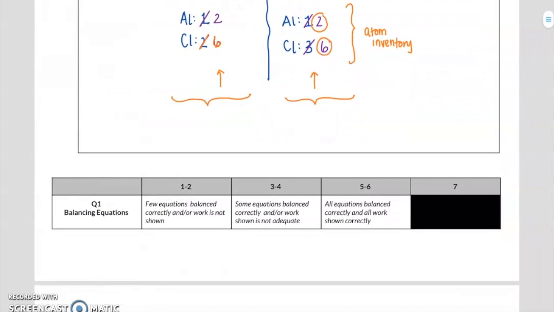Taking a look at the rubric for this, in order to earn full points here, being the 5-6 category, you needed to get all 3 of the equations balanced correctly and have all of your work shown correctly. If, let's say, you missed one of these balancing equations or made some mistakes in your work, that could put you into the 3-4 category. Or if you balanced all of these incorrectly, or maybe only got one of them, or you did not show your work, that would be a 1-2, not meeting expectations.